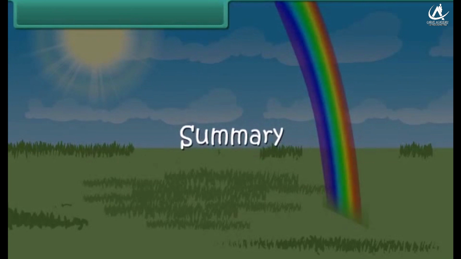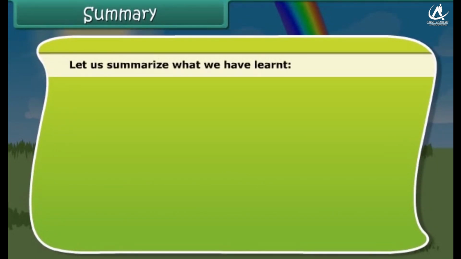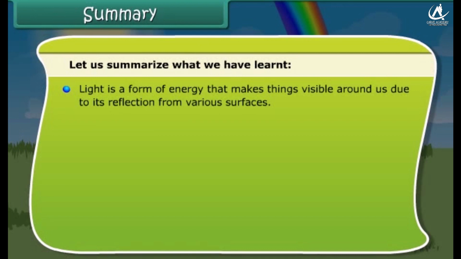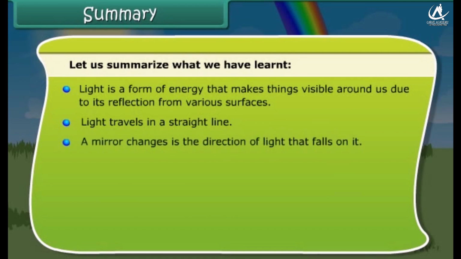Summary. Let us summarize what we have learned. Light is a form of energy that makes things visible around us due to its reflection from various surfaces. Light travels in a straight line. A mirror changes the direction of light that falls on it. There are 2 laws of reflection.